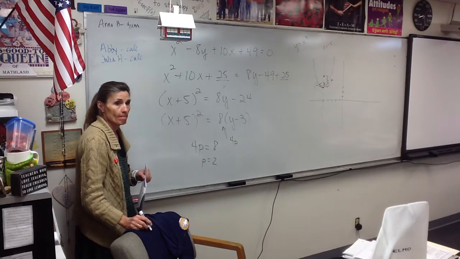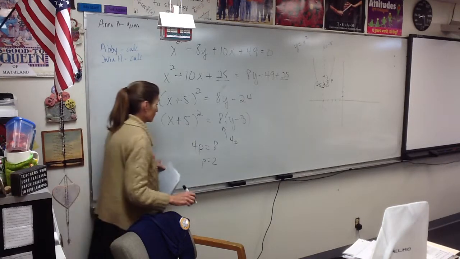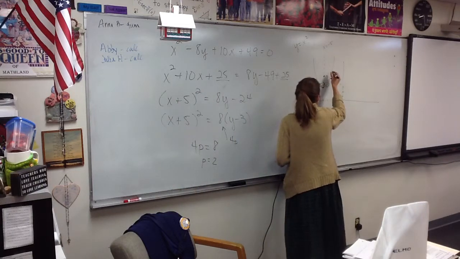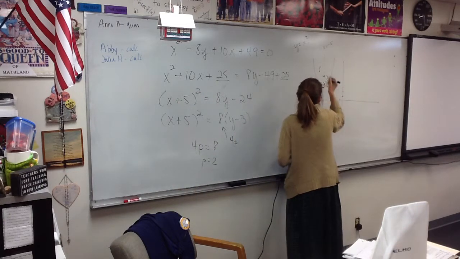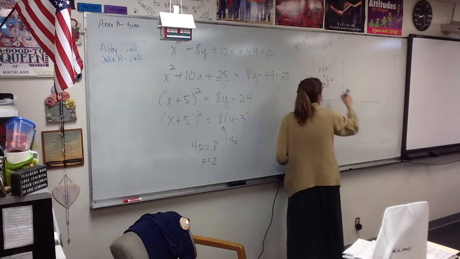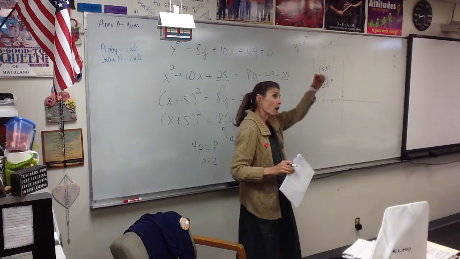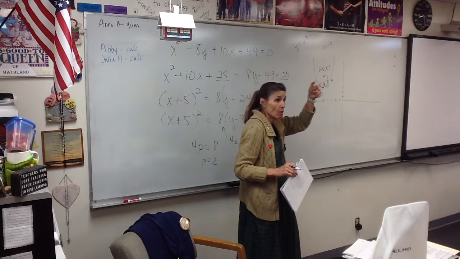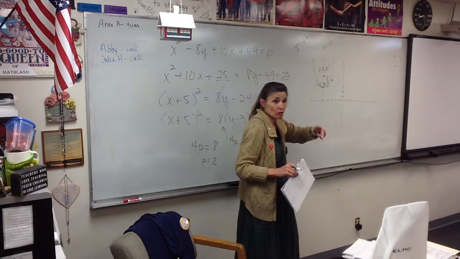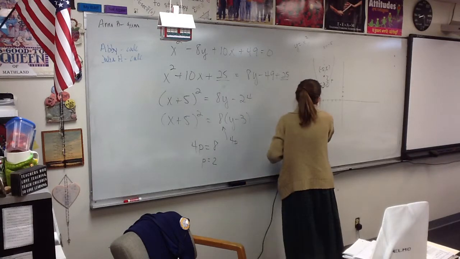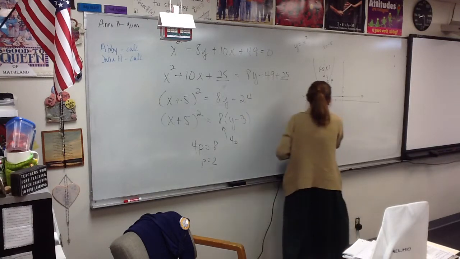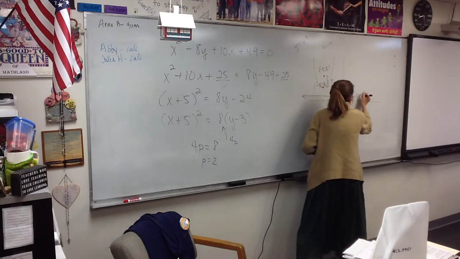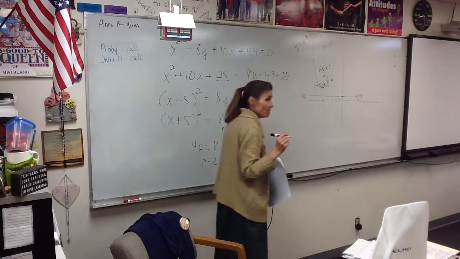So if I go up 2, my focus will be at -5, 5. Now remember, if you go up 2 to get your focus, you're going to go down 2 to get your directrix. So your directrix will be down 2. It's a line. It's the line where y equals 1.